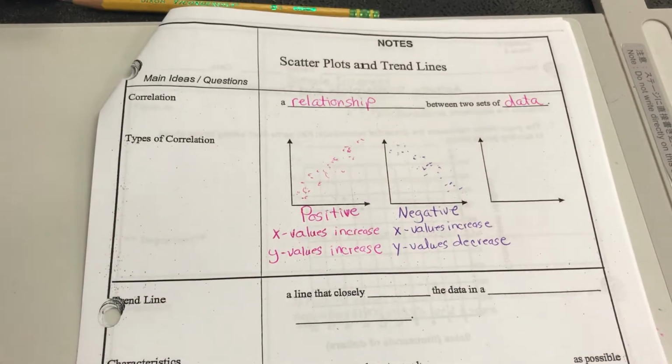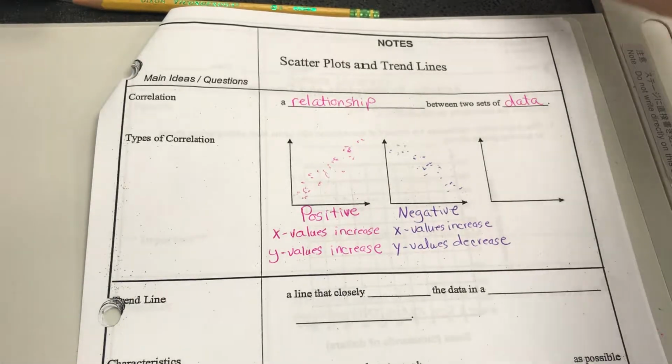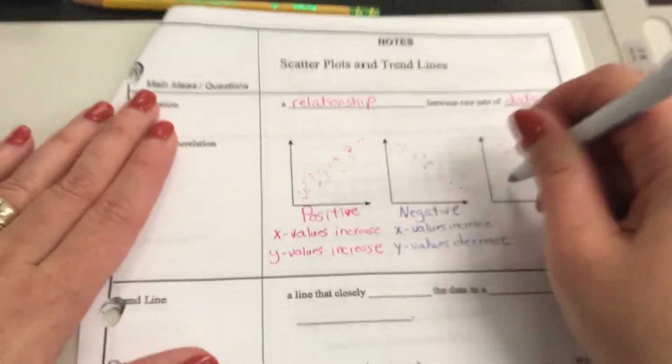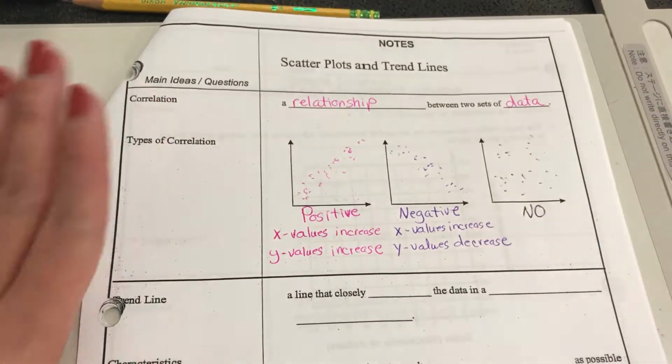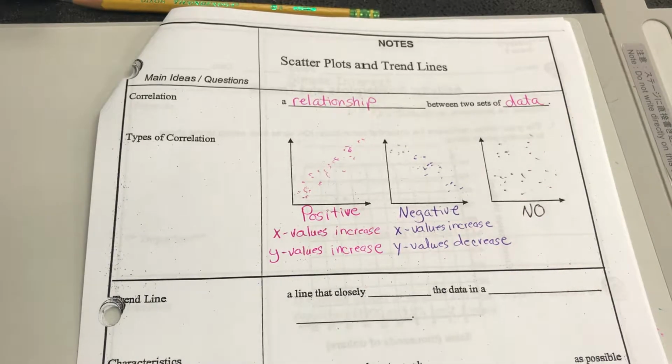Okay? So there's only going to be three types of correlation. You have a positive correlation, a negative correlation, and then the last one is if there are points all over the place, it is no correlation. It's positive, it's negative, or it's no correlation.